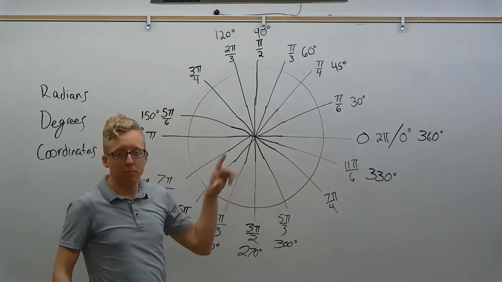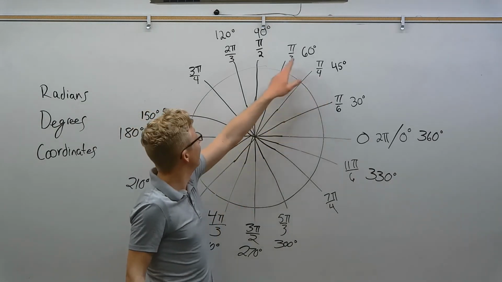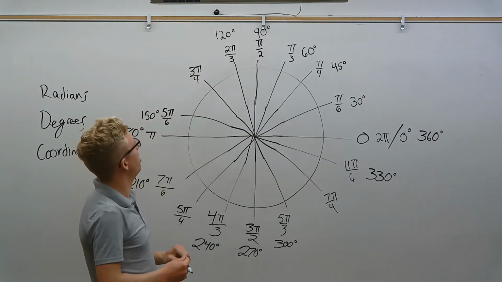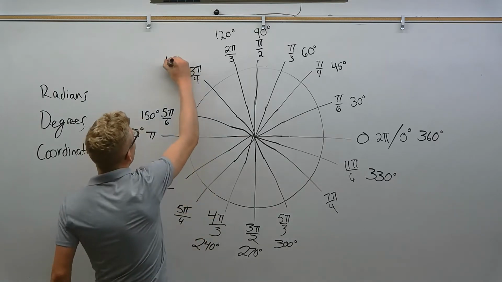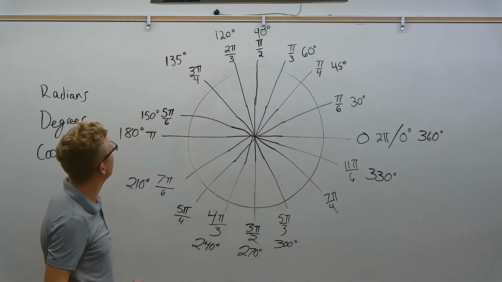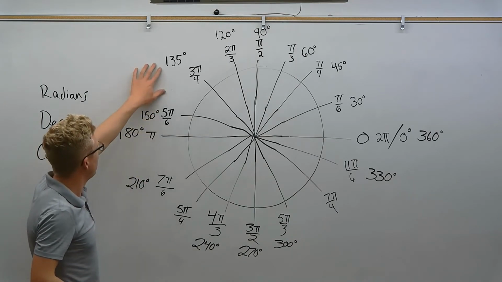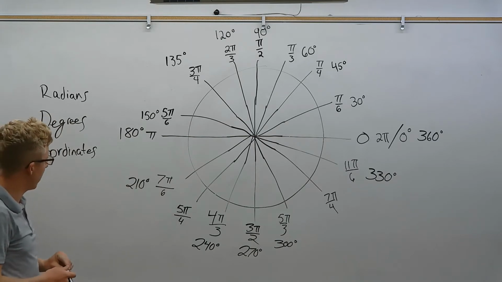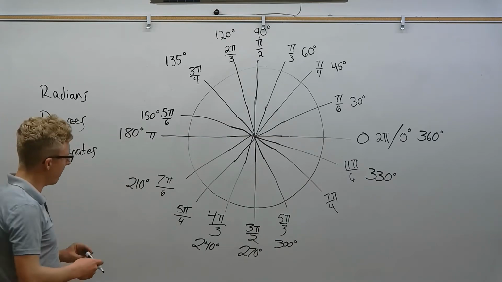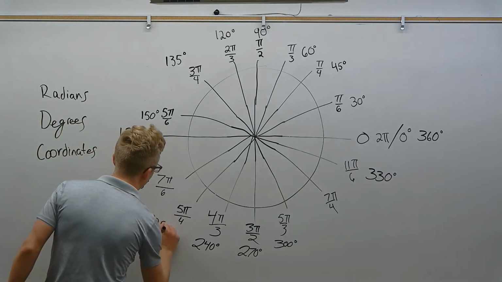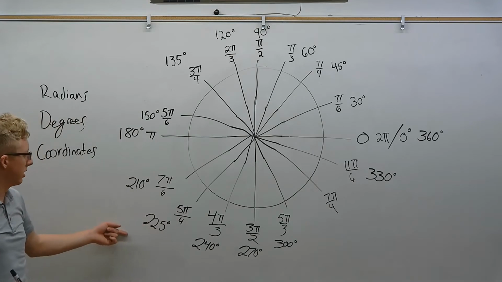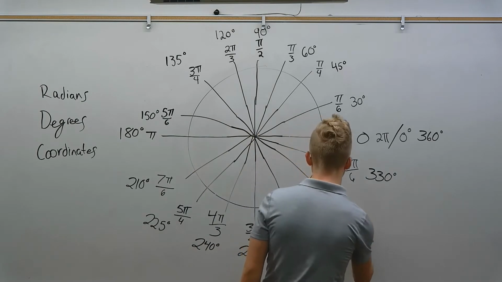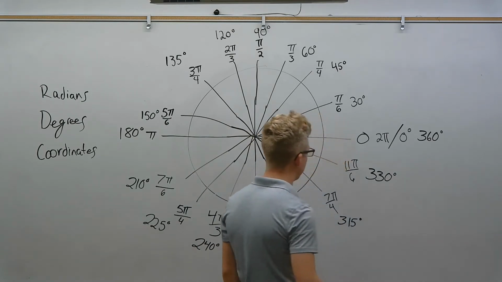So now we can also do the pi fourths. We have 45 degrees, plus 45 is 90, plus 45, let's see, that would be 135, right? Did I do that right? Yes. Plus 45 is going to get us to 180. Plus 45 is going to get us to 225. Plus 45 is going to get us to 270. Plus 45 is going to get us to 315. Okay, so there's the pattern there.